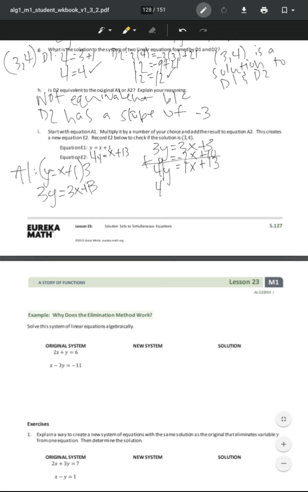4 times y, which is 4, equals 1 times 3 plus 13. 4 times 4 is 16. 1 times 3 is 3, plus 13. So this gives me 16 equals 3 plus 13, which is also 16. So we can see here that the new equation that I created also has the solution (3, 4). Since E1 and E2 both share the same solution, that means that E1 and E2 is a system.